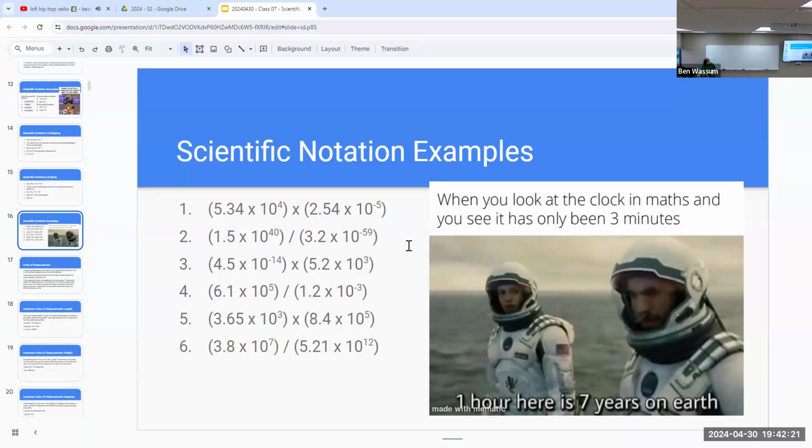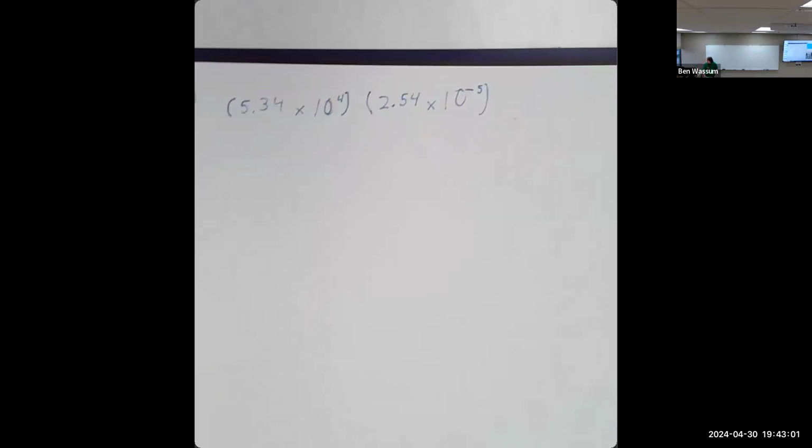Thought that was a very useful meme for this class. An hour here is 7 years on Earth. Also, just one of the best movies ever made. Freaking love that movie. No, that one's Interstellar. I would recommend it, obviously. Also, a fair amount of science to back up most of the movie.